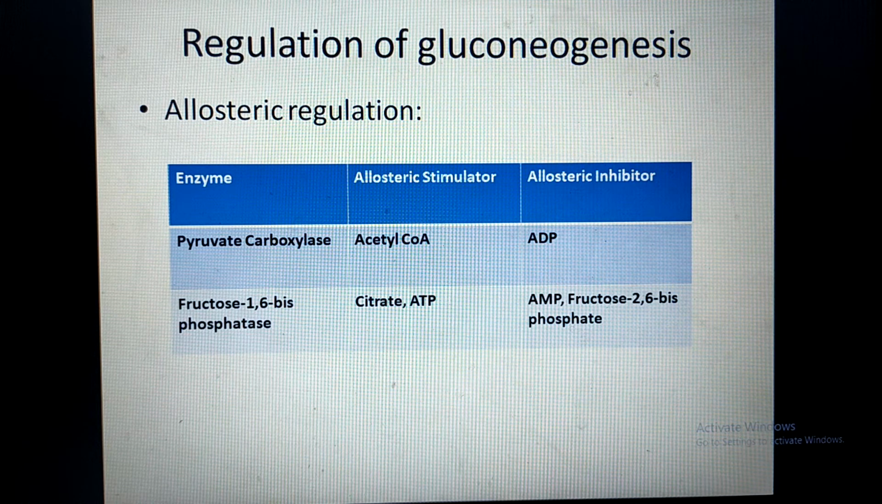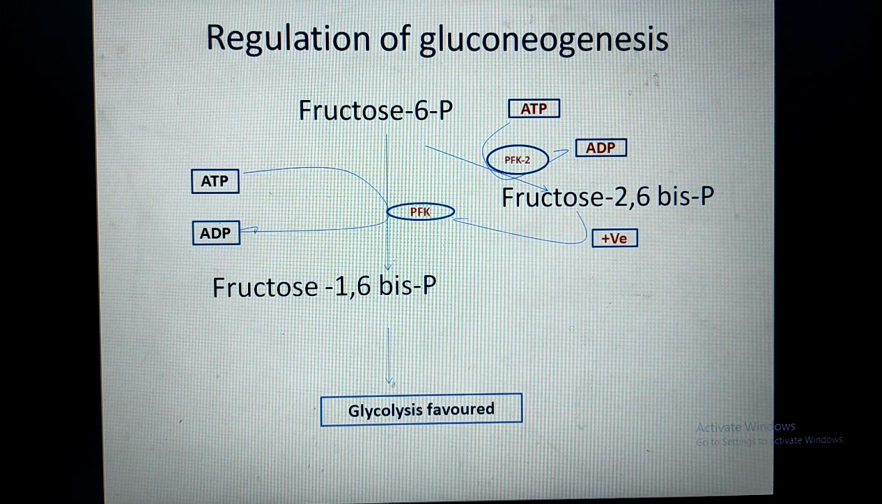The second inhibitor is fructose 2,6-bisphosphate. When the concentration of fructose 6-phosphate is high, then fructose 6-phosphate is converted into fructose 2,6-bisphosphate with the help of the enzyme phosphofructokinase 2. A high concentration of fructose 6-phosphate indicates that the glucose concentration of the cell is also high.